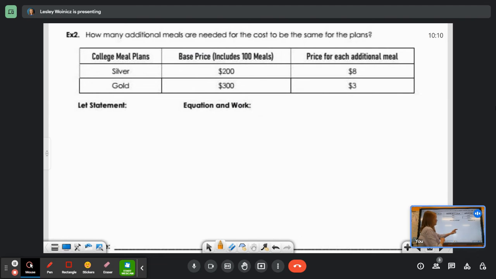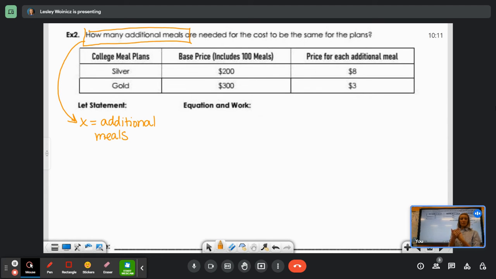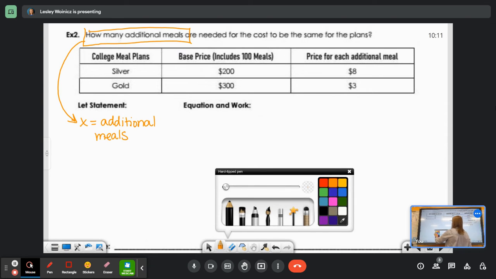We have a word problem. We want to know how many additional meals are needed for the cost of the two plans to be the same. I see the question, how many additional meals? I already know that has to give me my let statement. X has got to be the additional meals. Okay, we can always get the let statement from the question because the question tells us what we're trying to figure out, the unknown, and the variable represents the unknown. Ta-da!